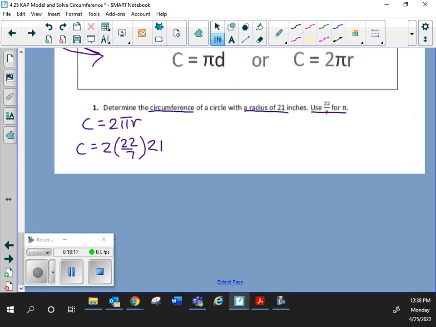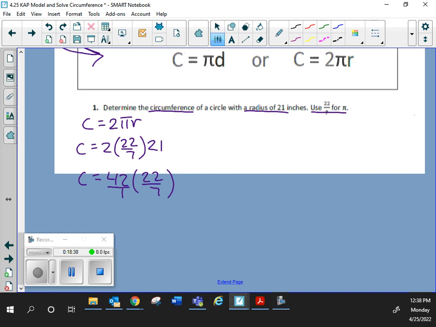Next, solve. Okay, I like to get rid of my whole numbers. I try to avoid the fractions if I can. That's not a part of the fraction. I already know that. So let's do 2 times 21. That gives me 42 times 22/7. To multiply a fraction by a whole number, I need to put a 1 under it, and then multiply.